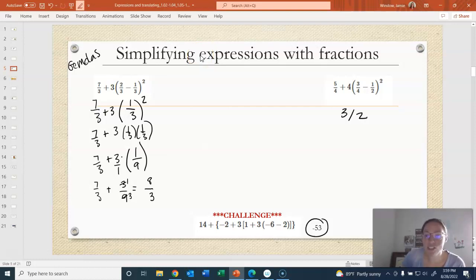So here is the answer to the challenge. I want you guys to try this on your own and double check that you did get that answer. Of course, you can use the Desmos calculator as well.